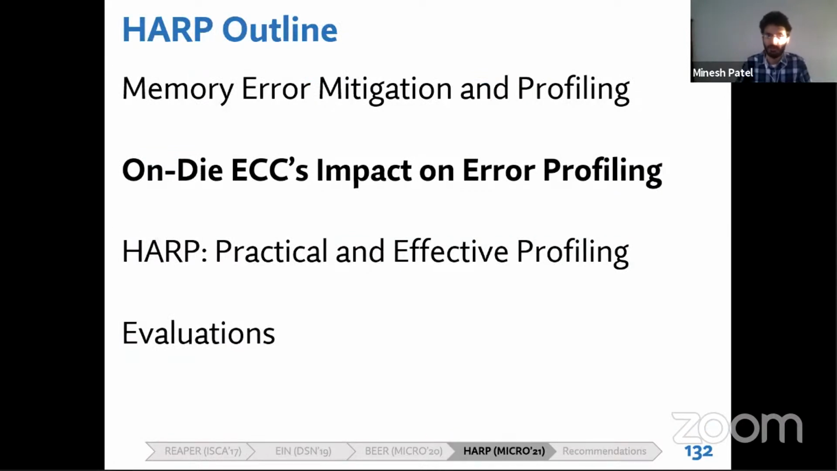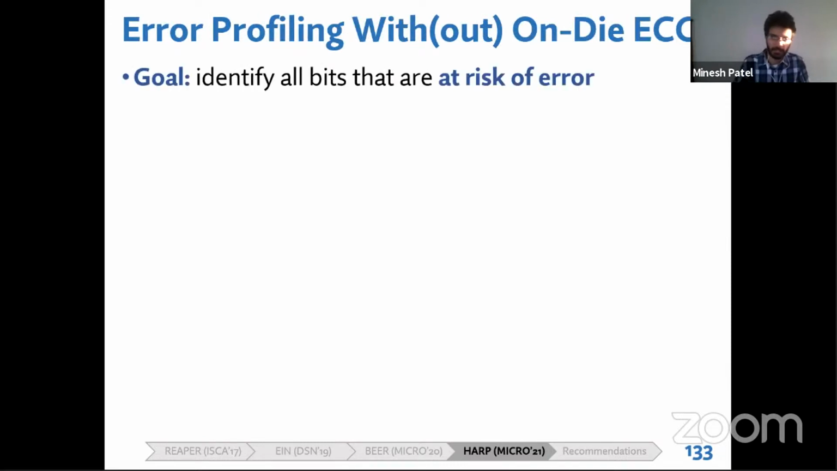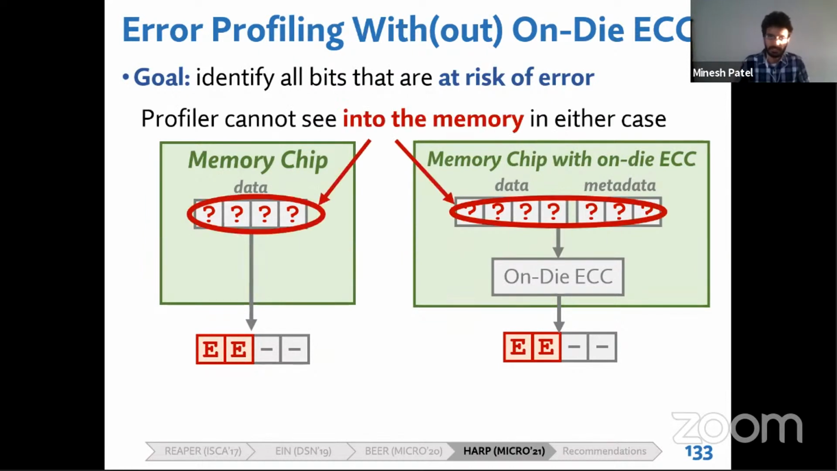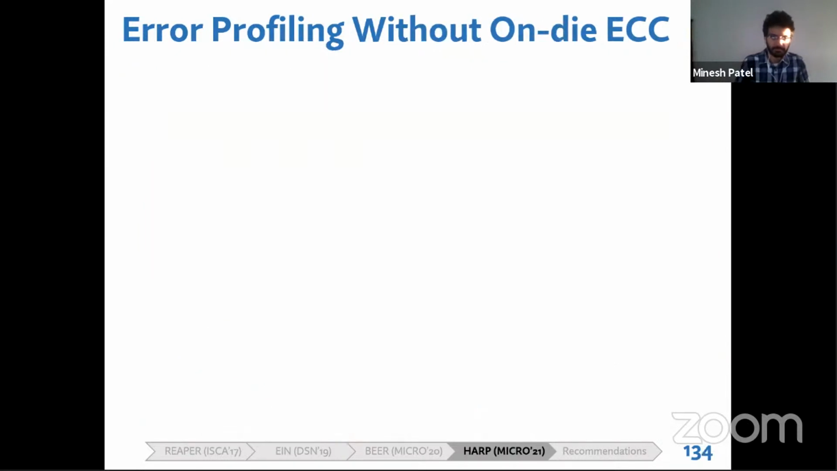So let's talk about how on-die ECC impacts error profiling. The profiler's goal in general is to identify all of the bits that are at risk of error. Here is the profiler's view of memory errors in a memory chip with and without on-die ECC, shown left and right, respectively. In both cases, the profiler cannot actually see into the memory device, and so it doesn't know what's happening in the physical cells. Instead, the profiler simply observes errors at the chip interface and declares those bits to be at risk of error, regardless of what's actually happening within the memory itself.